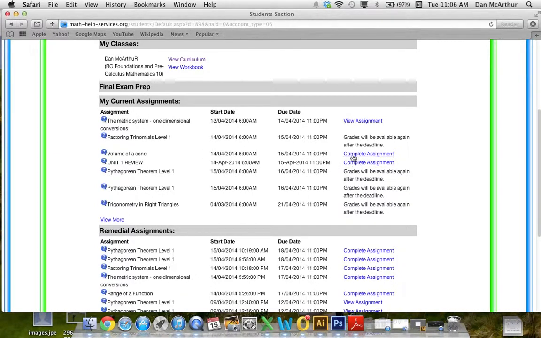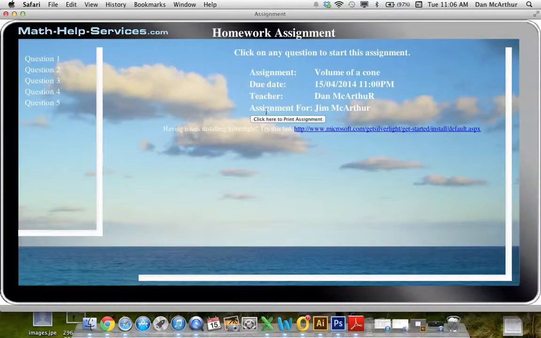So these are ones where, when it says complete assignment, you can do them. These other ones you'll be able to view after the assignment's due. For the ones where the due date has come and gone, you can go ahead and review those now. I'm just going to look at Volume of the Cone. We'll bring that up real quick, and this would be the original assignment.